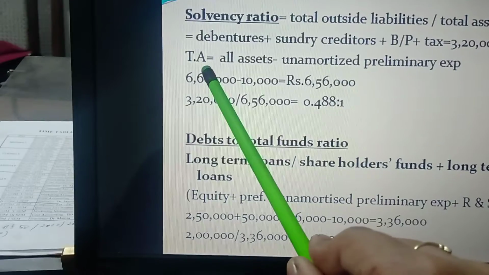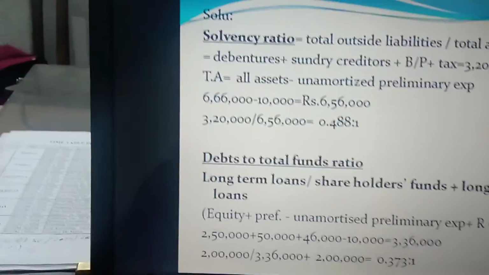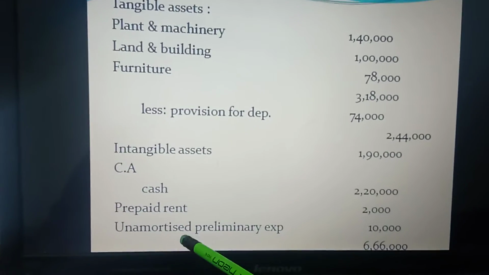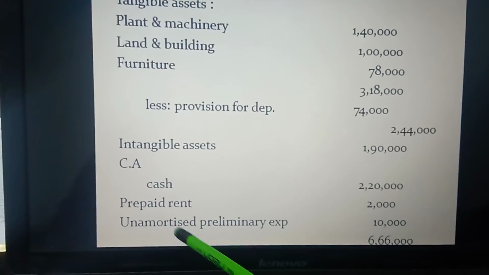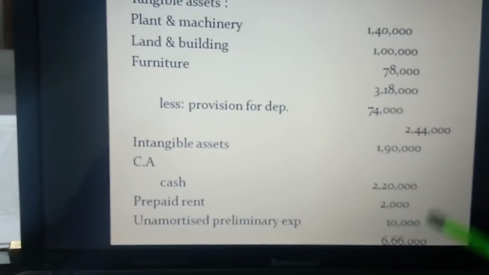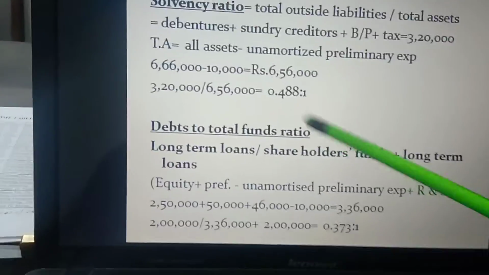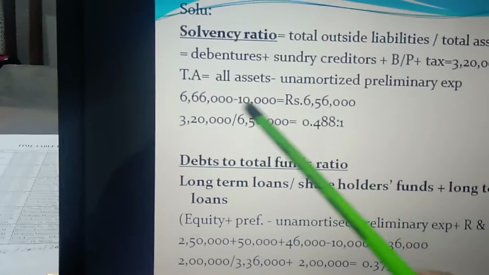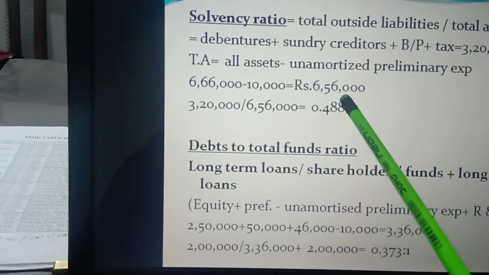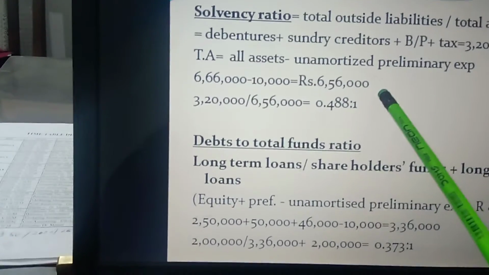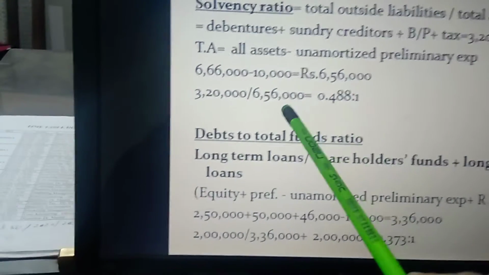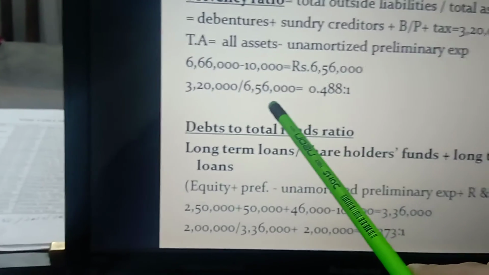Now total assets, we will take all assets, all the tangible and the intangible assets, but we will less the unamortized preliminary expenses, that is rupees 10,000. Now 6,66,000 minus 10,000 equals rupees 6,56,000. Here outside liabilities, the total is 3,20,000, would be divided by total assets 6,56,000.